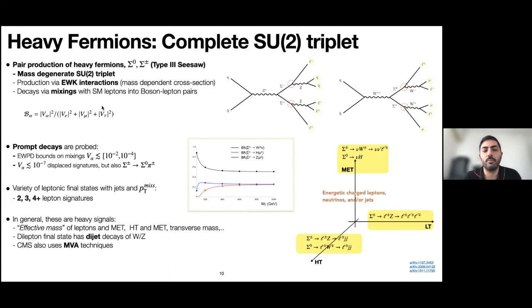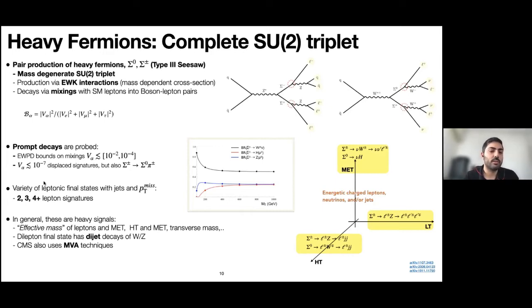So apart from the unknown mass of such particles, the cross section is really decided at a given mass. But the decays of such particles happen through their mixings with standard model leptons. Indeed, that's what's sought after. So we look for two heavy fermions that decay into a set of W, Z, or Higgs bosons accompanied by energetic leptons and neutrinos. One can do a search on prompt decays, and indeed that's what I will be talking about in the next few slides.